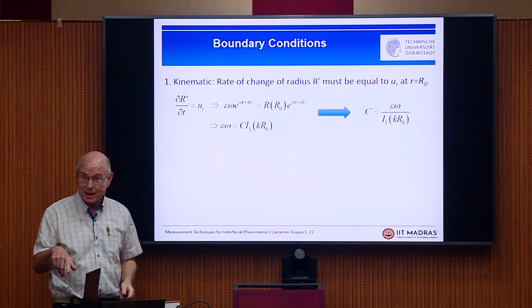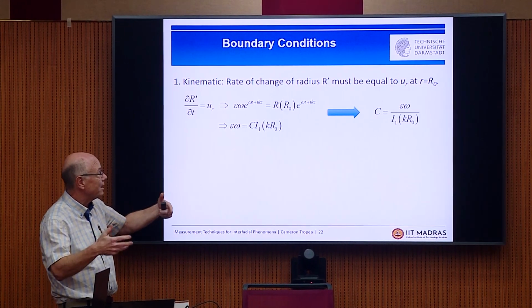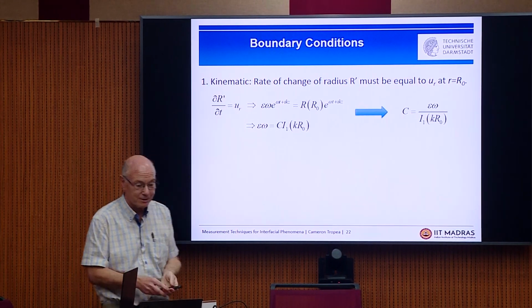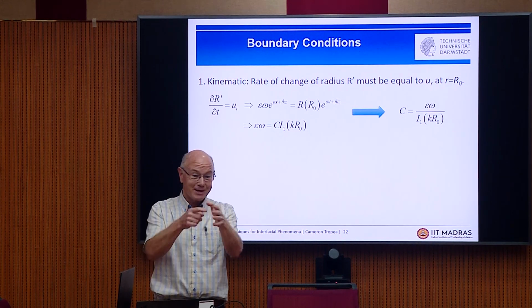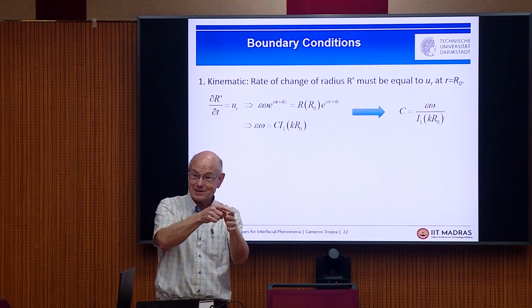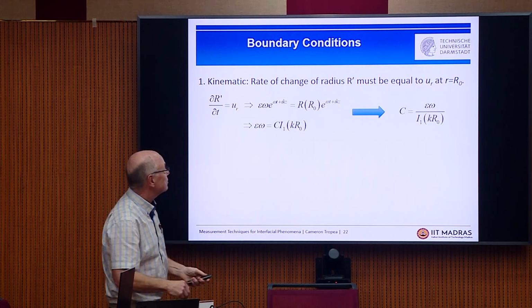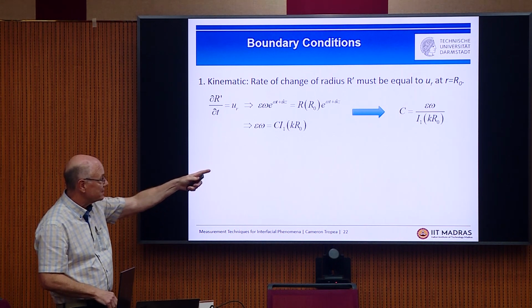The first is kinematic, and it simply says the rate of change of the radius, r prime, must be equal to ur at r equal to r0. So if this is the liquid jet and it bulges out, the velocity at the edge has to be ur, and that's exactly r prime. So that's the kinematic condition, and you can reduce it and get a value for C.